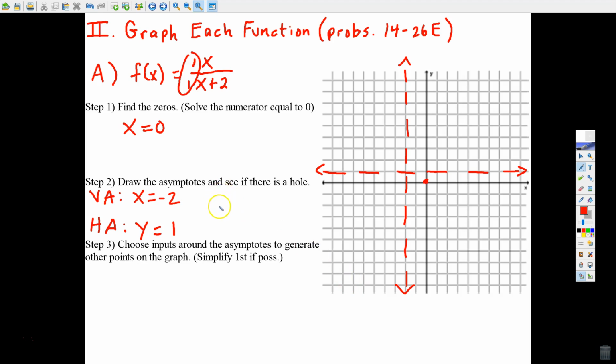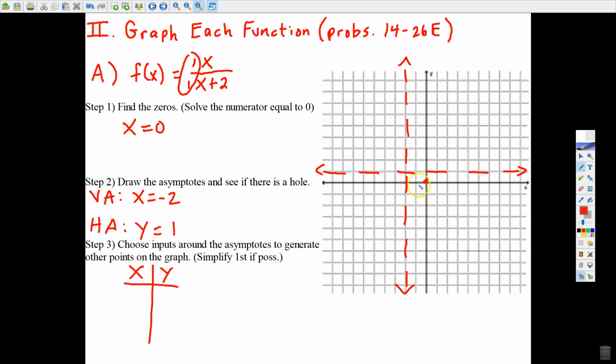Do I have to worry about an oblique asymptote? No, they're not 1 degree different, with the numerator being higher. So don't even have to worry about the oblique. Do I have to worry about a hole? Is there a single number that causes both denominator and numerator to be 0? No, so there's no hole. So we're ready to do some inputs, outputs.